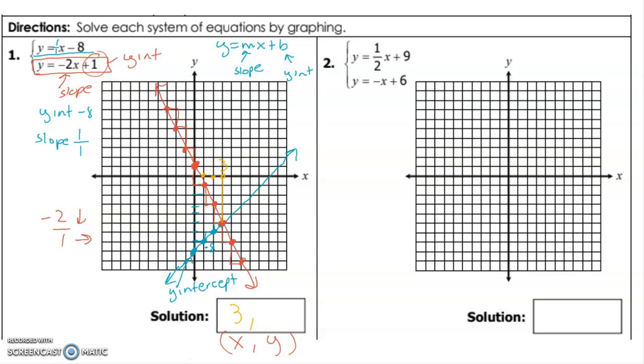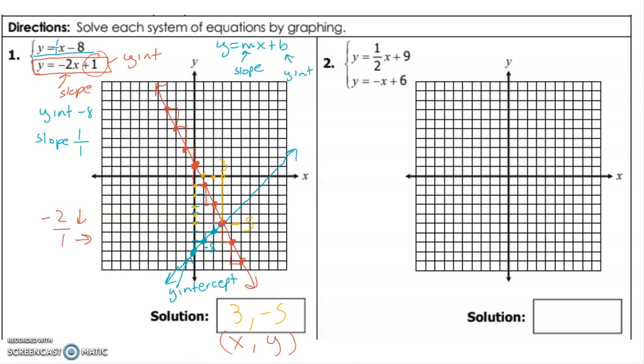And now I want to go ahead and look at my y-axis. So I'm going to go down 1, 2, 3, 4, 5. Going to double check there. Yep. So this is -5 on my y-axis. So my solution to the system of equations is going to be 3, -5.